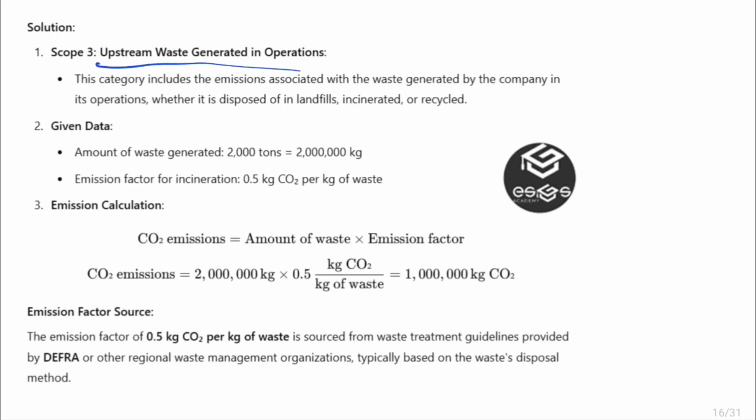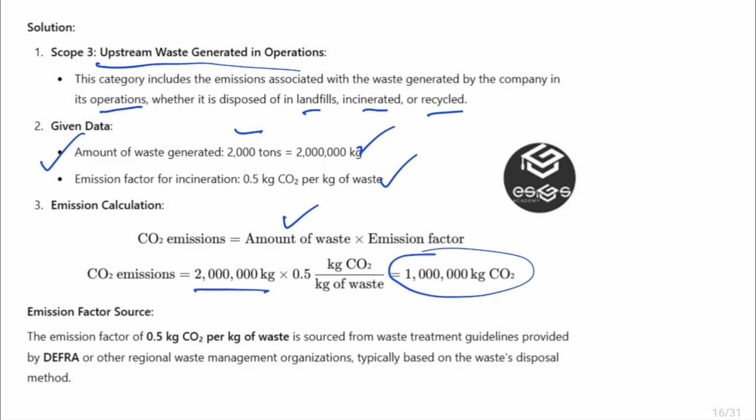In this category, upstream waste generated in operations, this includes the emissions associated with the waste generated by the company in its operations, whether it is disposed in landfill, incinerated or recycled. Now the given data here: the amount of waste generated is 2000 tons, which we convert into kgs. The emission factor is given here. To find the total emission, you multiply the amount of waste by the emission factor. So the answer will come like this, because this is the total waste quantity and emission factor.